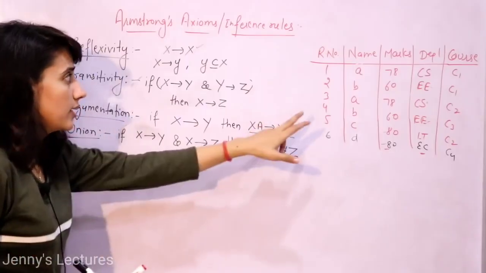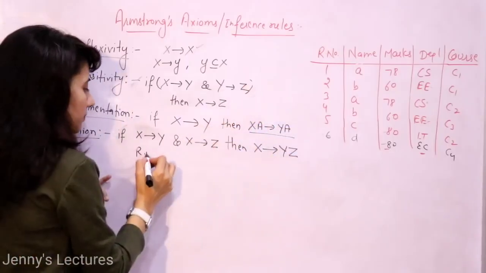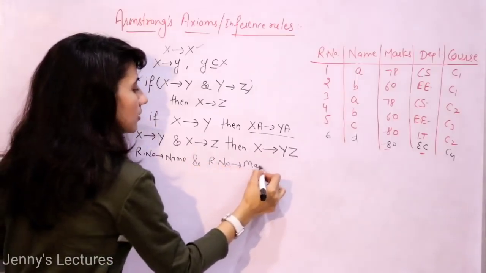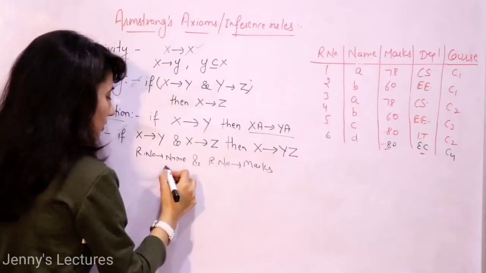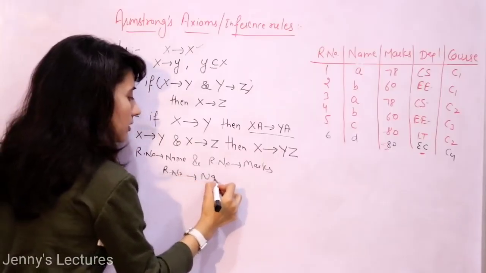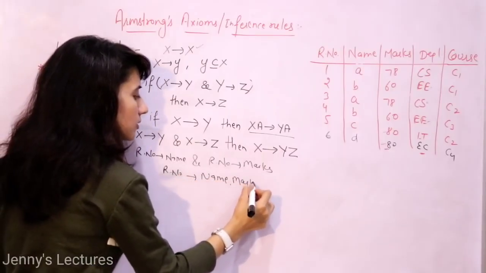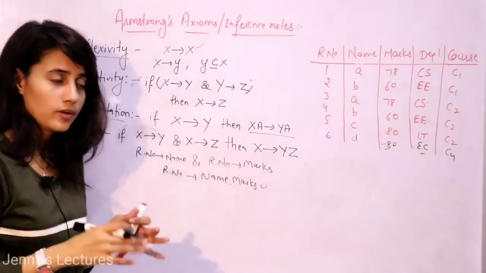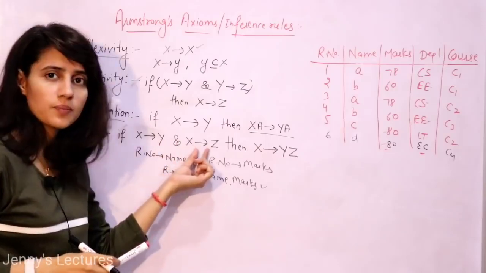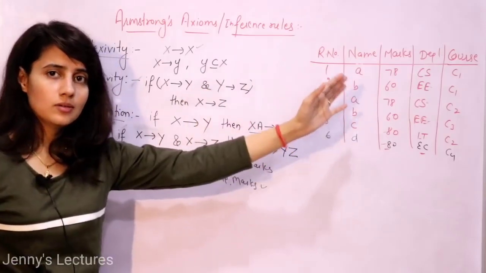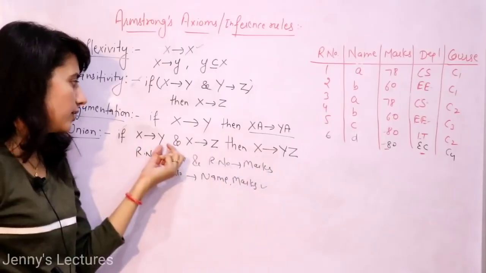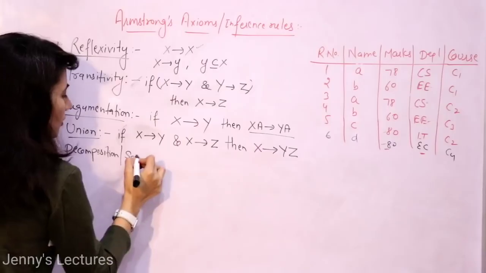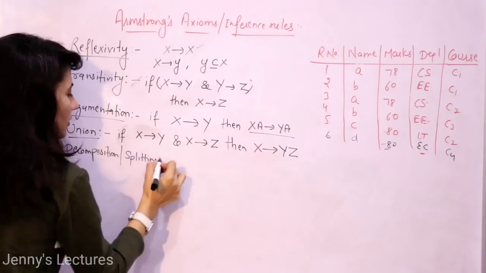If I say, in this case, roll number determines name and roll number determines marks, can I write roll number determines name comma marks? Obviously I can write this, right? So this is the union rule. If this is given and this is given, then definitely without checking the table you can write x determines y, z.